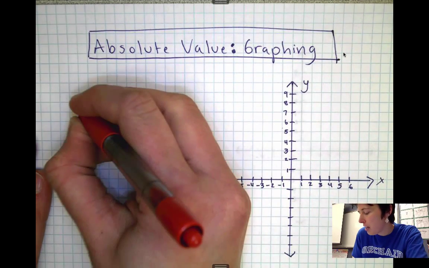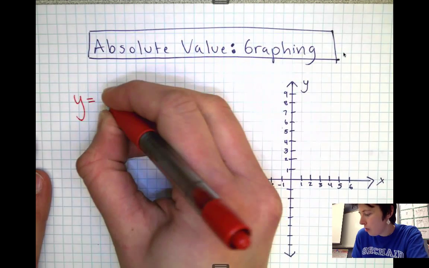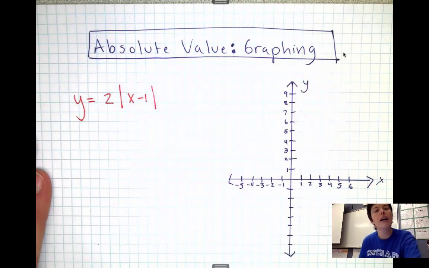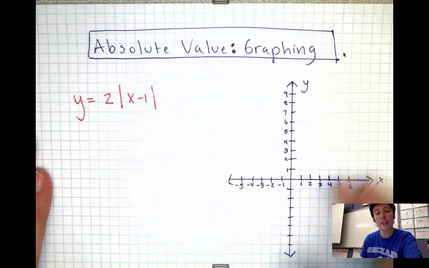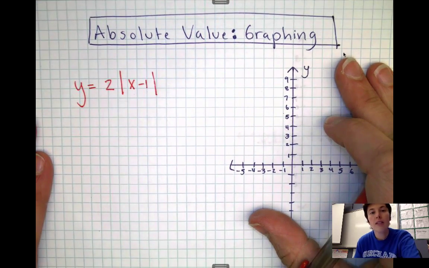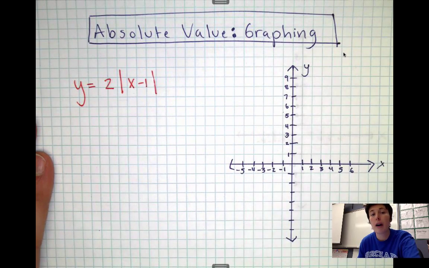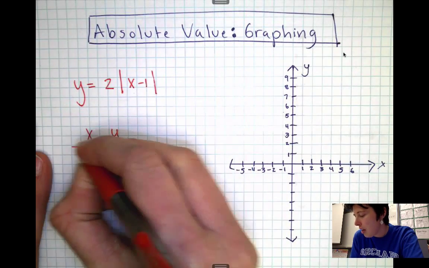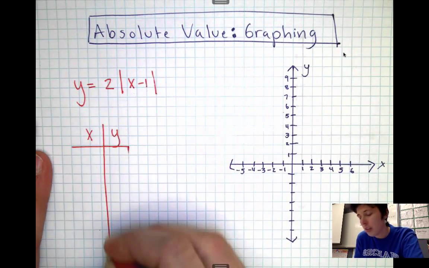We're going to graph y equals 2 absolute value x minus 1. I want to graph this equation and see what it looks like visually. So I'm going to be placing it on the graph over here. And to do this, probably the easiest way we could go about it right now is just make a table. So that's what I'm going to do. I'm going to make an XY table, and I'm going to pick some X values to graph.